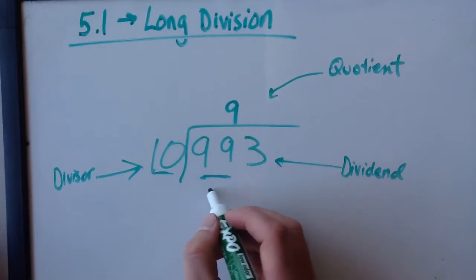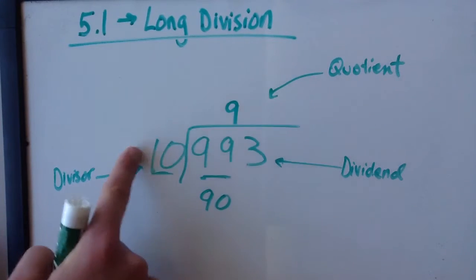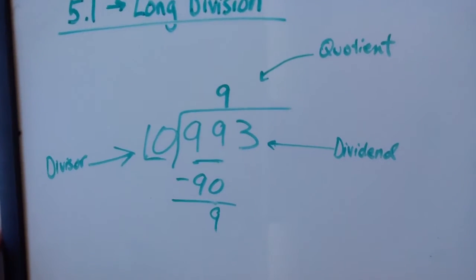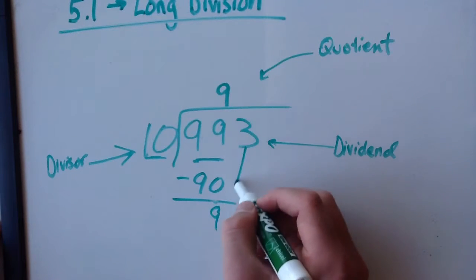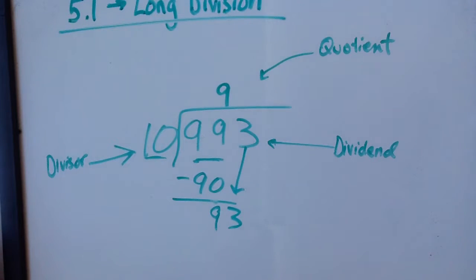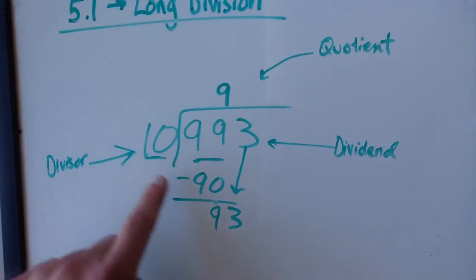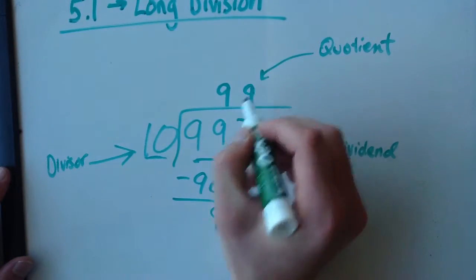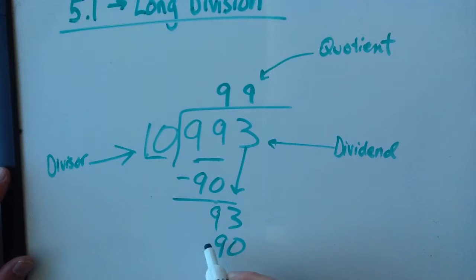9 times 10 would be 90. Okay, so 9 times 10 is 90. Then I subtract 99 minus 90 to get 9. Once I subtract, I bring down the next digit, which is 3. So this becomes 93. So again, I ask myself, can 10 go into 93? Yes, it can. It can 9 times. 9 times 10 is 90. I subtract and get a remainder of 3.